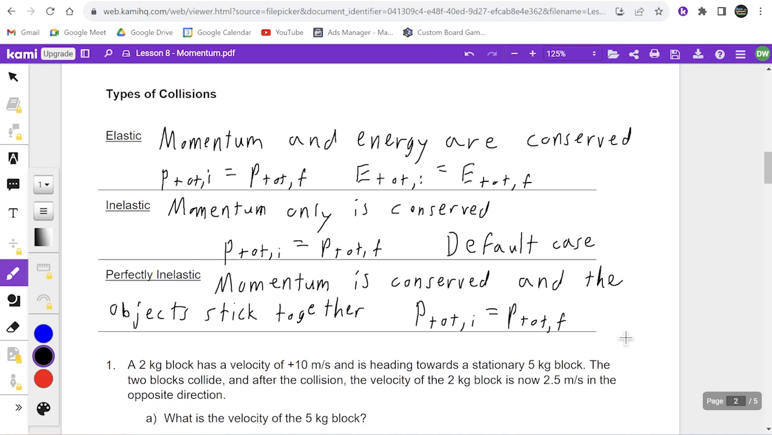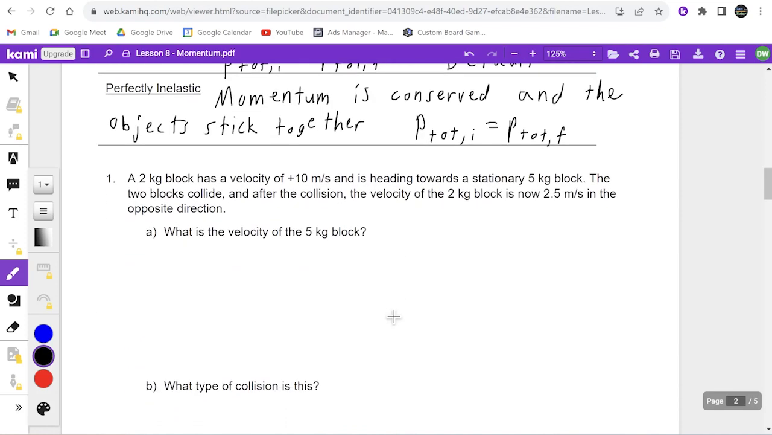But are there any questions on the three kinds of collisions? One more thing I want to say. You'll notice for all three of these collisions, they all have something in common. Momentum is conserved for all of them. And that's because, like I said earlier, momentum is always conserved as long as you're looking at two or more objects. So let's go ahead and look at number one.